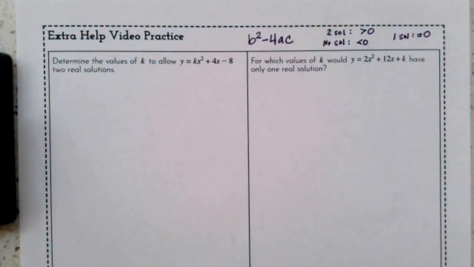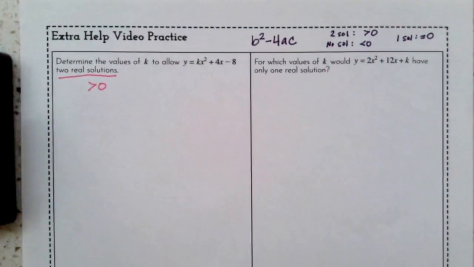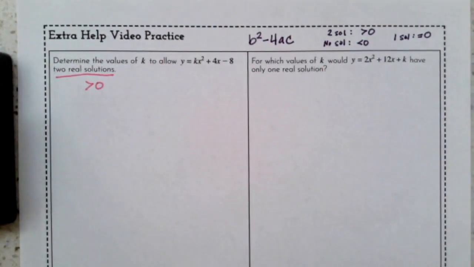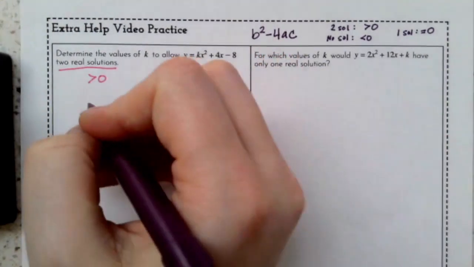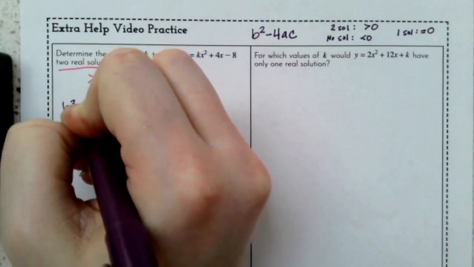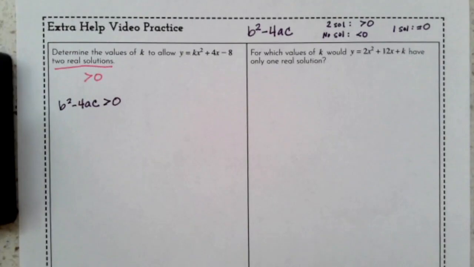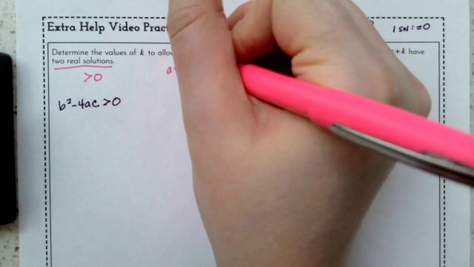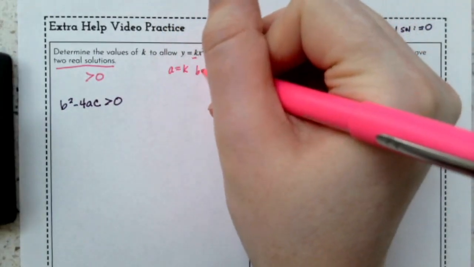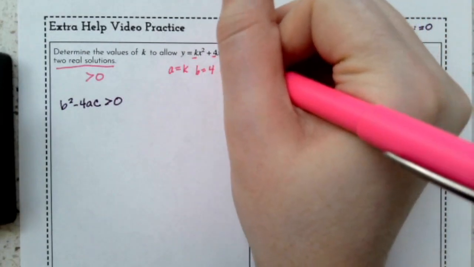This first one says determine the values of k to allow that quadratic two real solutions. So two real solutions means greater than 0. And so that means I'm going to set this up to be greater than 0. So b squared minus 4ac is greater than 0. And then I'm going to go ahead and plug in my a, b, and c. So a is k, b is 4, and c is negative 8. Don't forget the negative.